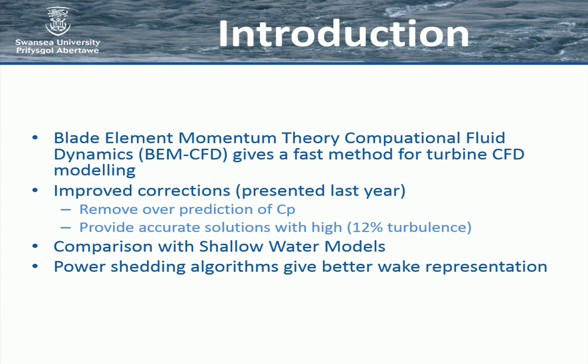But the corrections we have allow us to give accurate solutions to both low and high turbulence conditions against the IFREMER turbine paper, which shows significantly reduced performance in high turbulence. I'm going to talk today about some comparisons between this approach and shallow water, and also some power shedding algorithms.